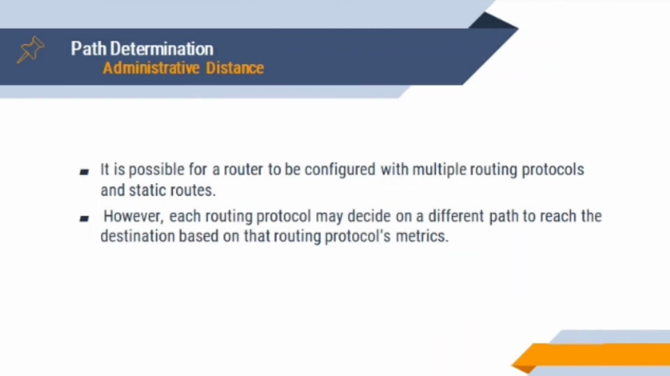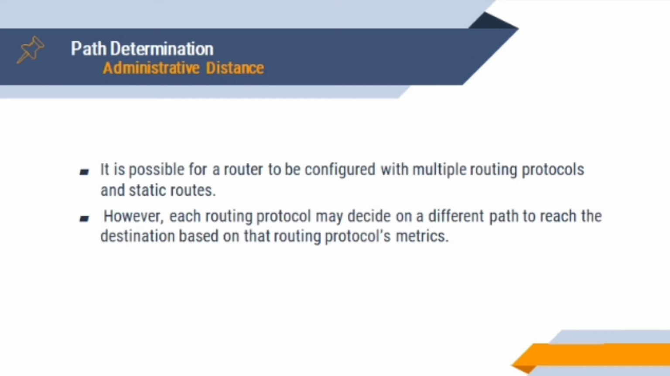We're now on the last subtopic under path determination, which is administrative distance. It is possible for a router to be configured with multiple routing protocols and static routes. If this occurs, the routing table may have more than one route source for the same destination network. For example, if both RIP and EIGRP are configured on a router, both routing protocols may learn of the same destination network. However, each routing protocol may decide on different paths to reach the destination based on that routing protocol's metric.